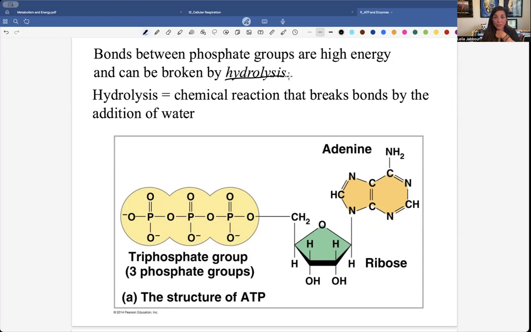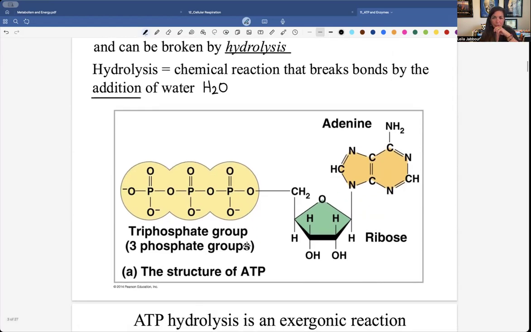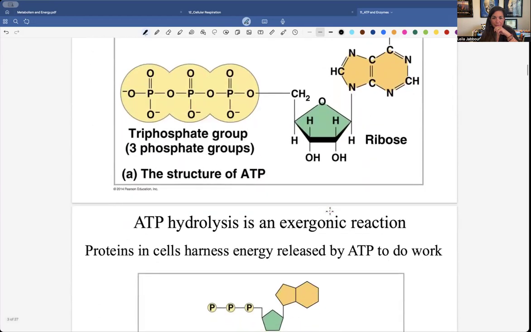This is a term you definitely need to know. Hydrolysis. It's a chemical reaction that breaks bonds by the addition of water. So H2O. So this water molecule is going to be split and used up to compensate for the phosphate that's going to be plucked off. So let me show you how that works. So this is the structure of ATP, okay?